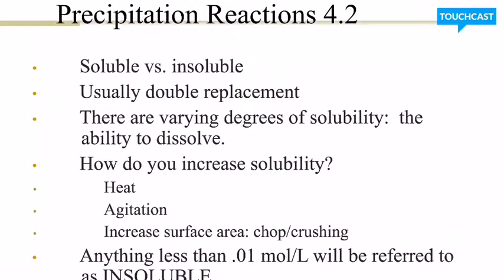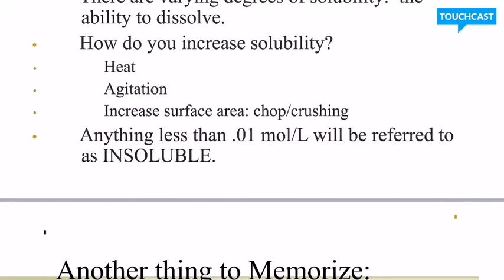All right, we're coming into our next topic, which is precipitation reactions. This is shown in section 2 of chapter 4. So for most of us, this should be a review: soluble versus insoluble products. The way that you can increase solubility, or the ability of the solvent to dissolve, is you can heat the solution up, you can agitate it, or you can increase the surface area of the solute by chopping it.